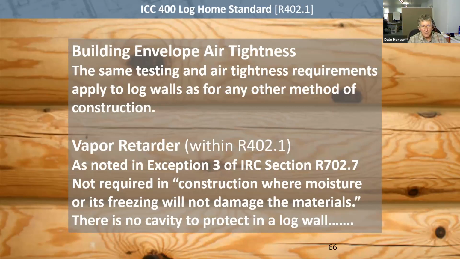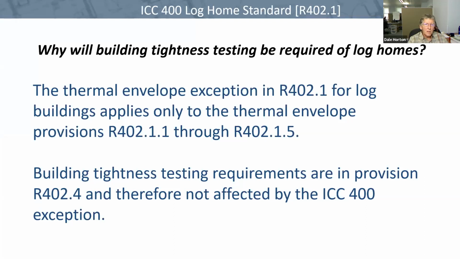And the answer is yes, and it has to do with the provisions that the exemption for the ICC 400 applies to. You still have to do an airtightness test, a blower door test, and then the question sometimes comes up about a vapor retarder. There are provisions in the IRC that say you don't need a vapor retarder if essentially the construction of the wall itself is not going to be damaged by moisture entering the wall. So the way I interpret it, and the way I've seen it interpreted, is no vapor retarder requirement on a wood wall. So, Dale?